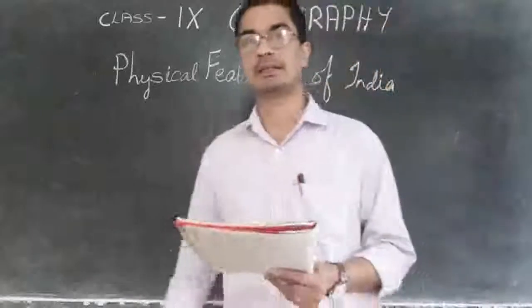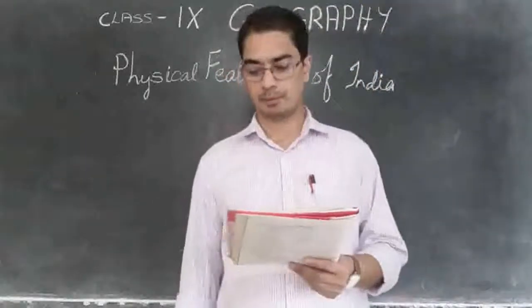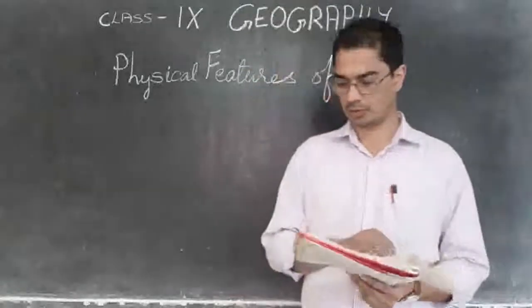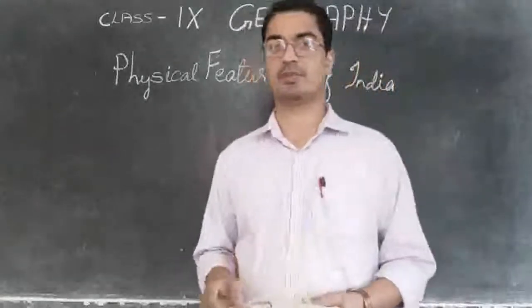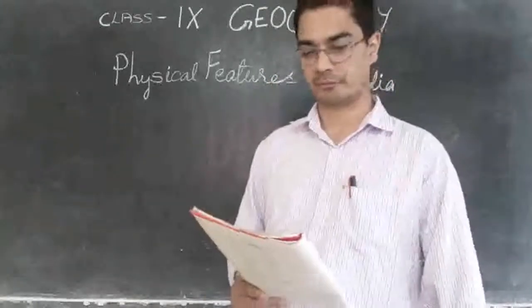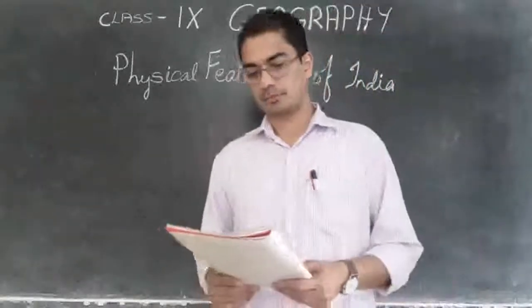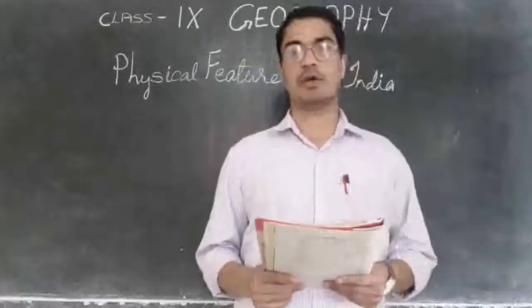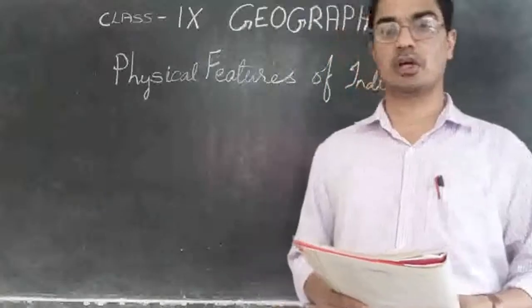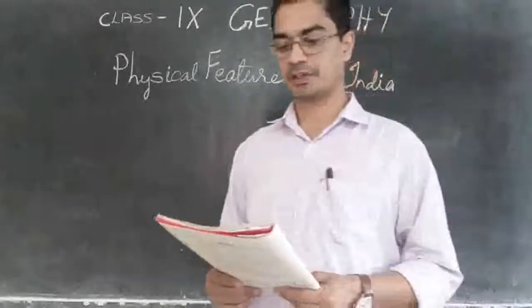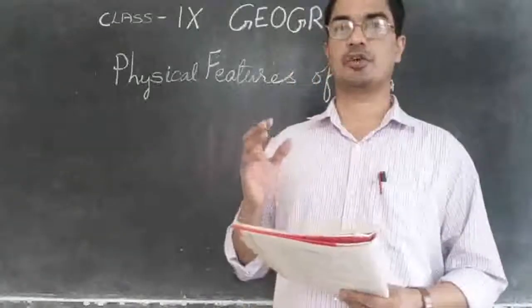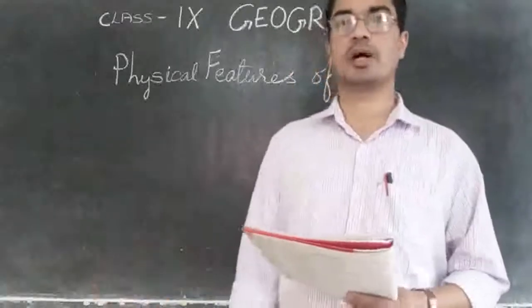So you can take lesson number 2, page number 7, physical features of India. So we already learned in the last chapter that India has got a lot of physical features with varied land forms. So the land has got different forms in different parts of India.